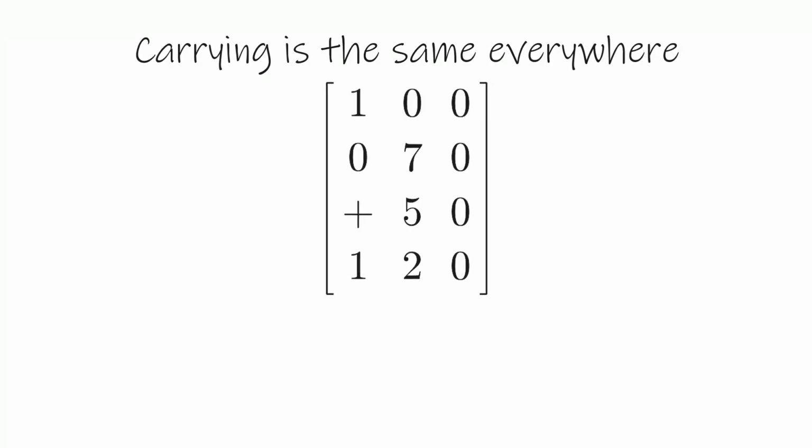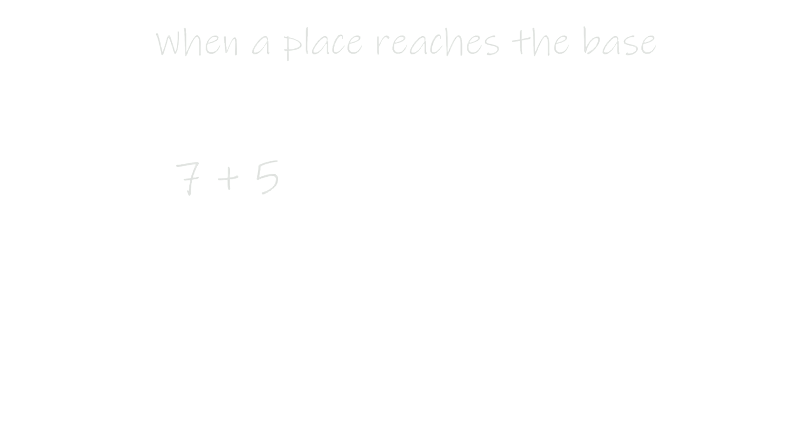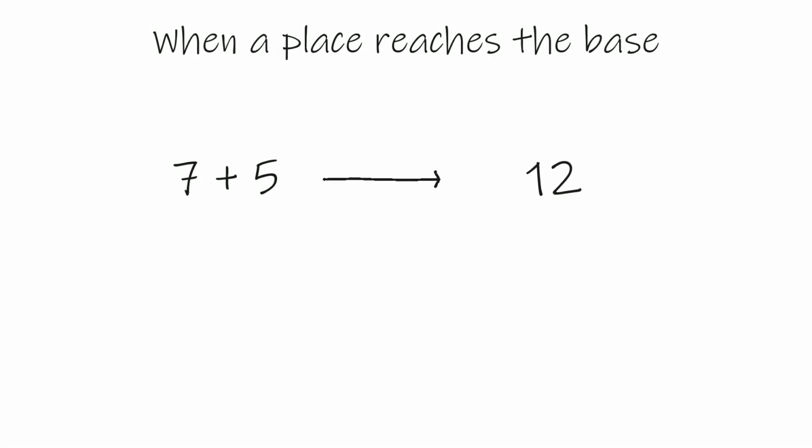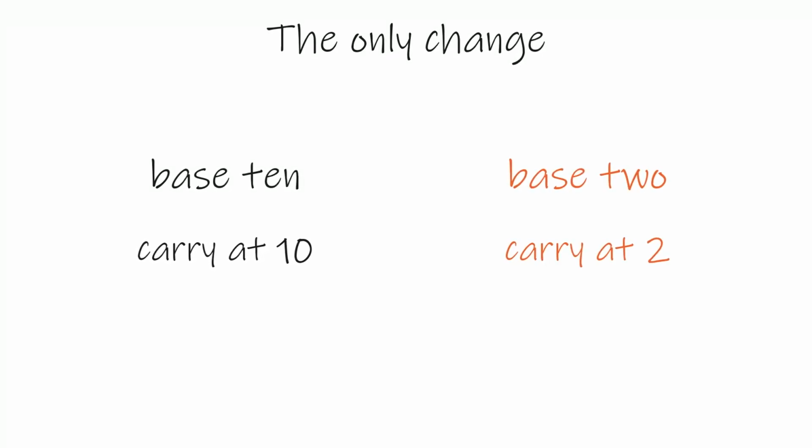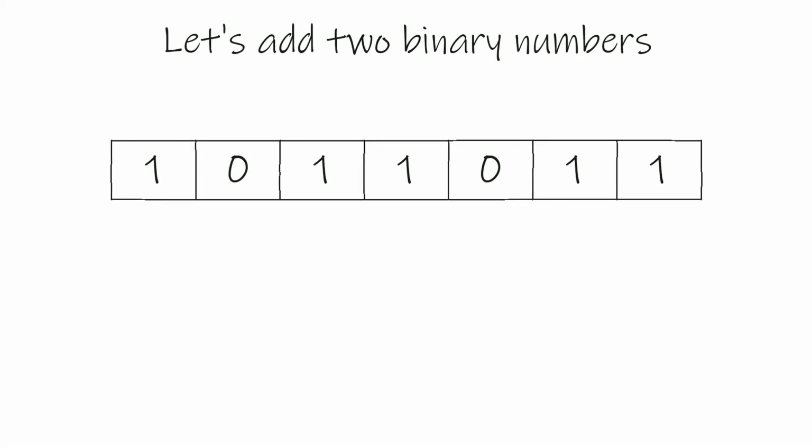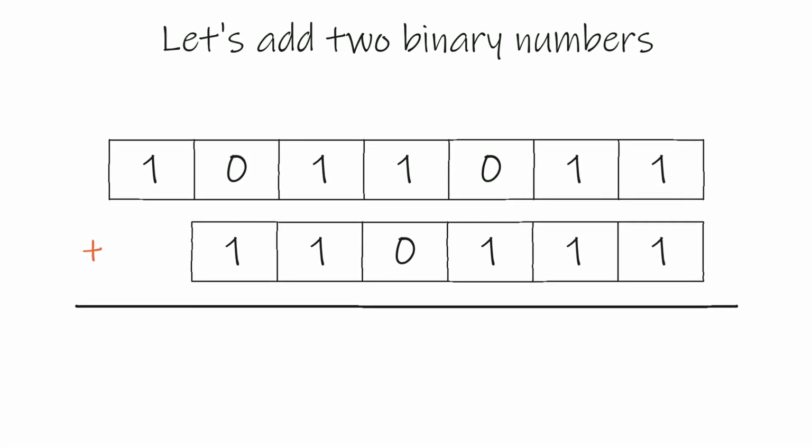Okay. Carrying is the same in every place value system. You know it already. When the sum in one place reaches the base, you carry. In base 10, the base is 10. Here it's 2. The only change. Add 1 0 1 1 0 1 1 to 1 1 0 1 1 1.